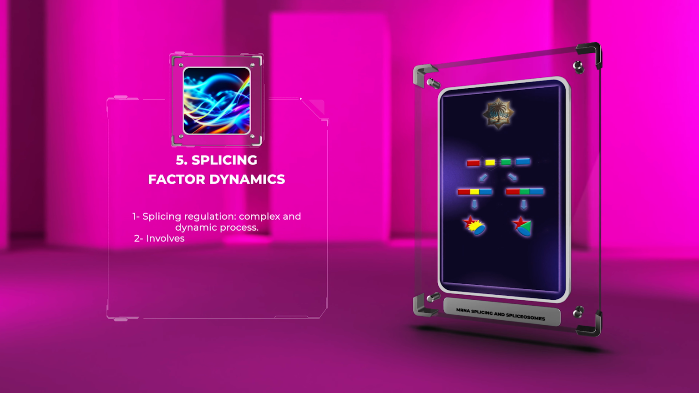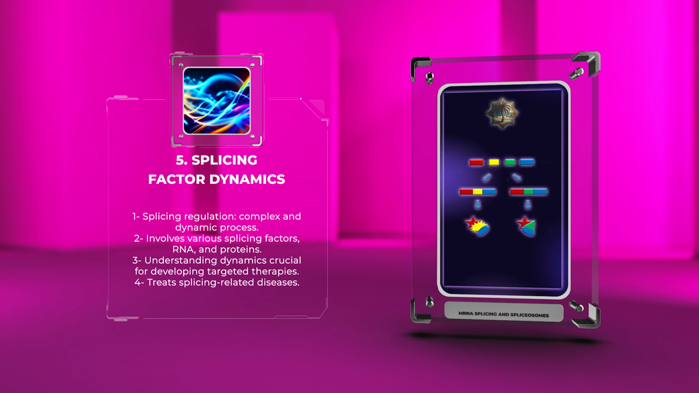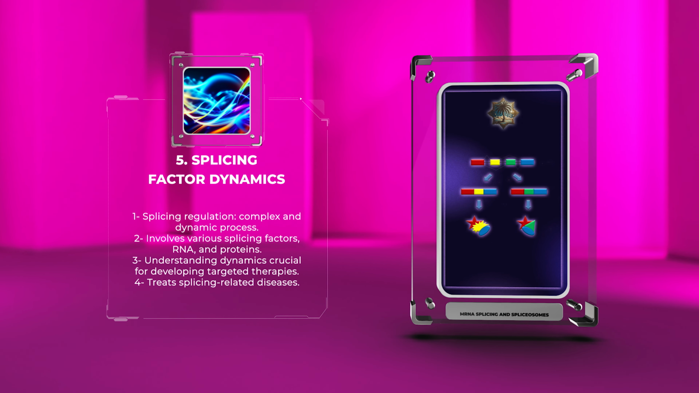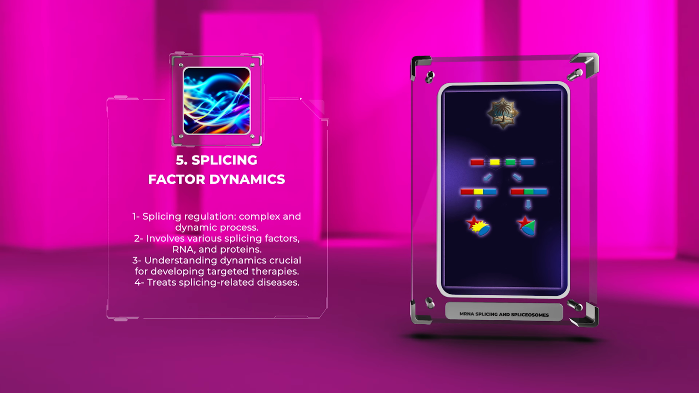In summary, splicing regulation is a complex and dynamic process involving various splicing factors and their interactions with RNA and proteins. Understanding the dynamics of these factors is crucial for developing targeted therapies to treat splicing-related diseases.